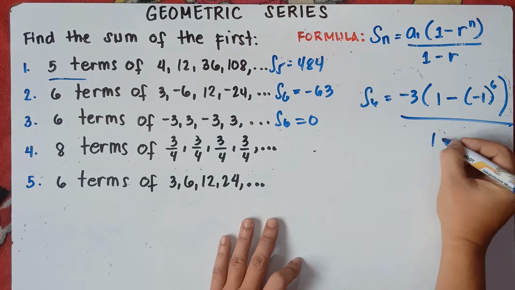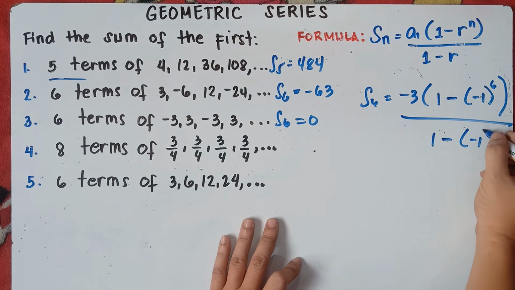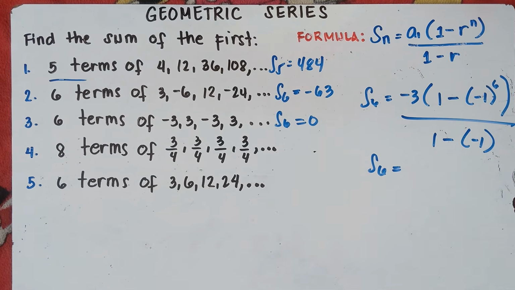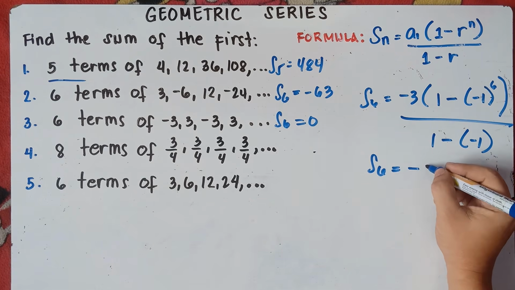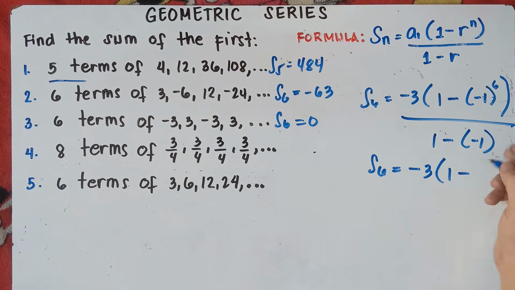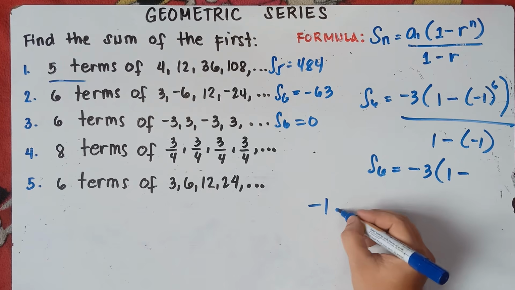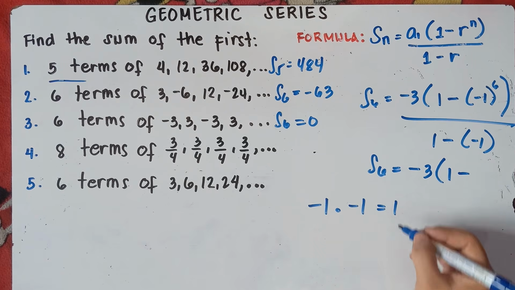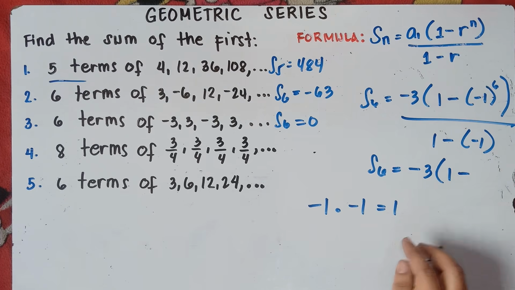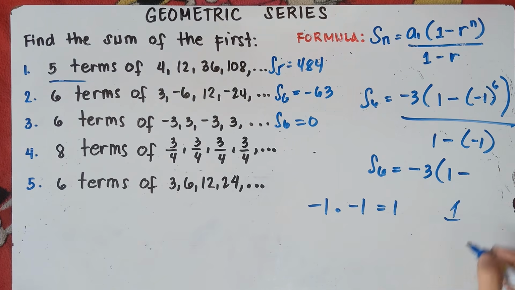And then 1 minus, the common ratio is negative 1. So this will be S sub 6. Let's check if we get 0. Negative 3 times, this is 1 minus negative 1 raised to the power of 6. This is negative 1 times negative 1. This will be positive 1. So you multiply negative 1 by itself 6 times, and your answer will be positive 1.